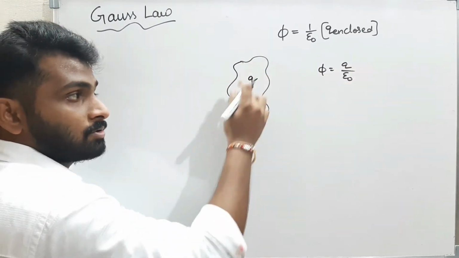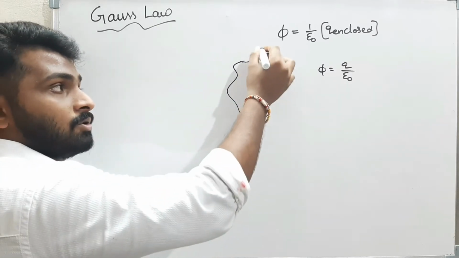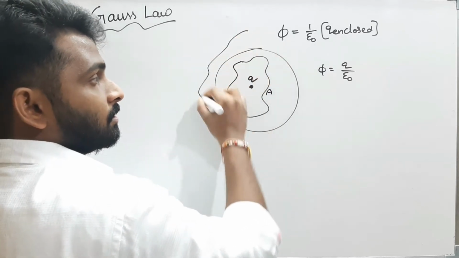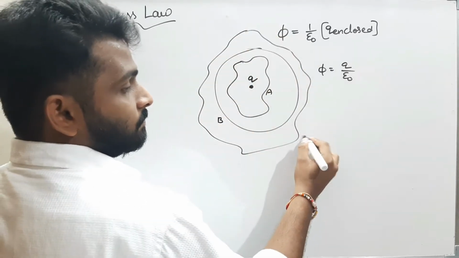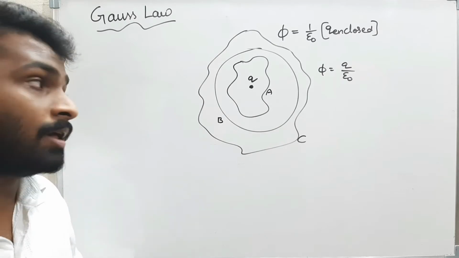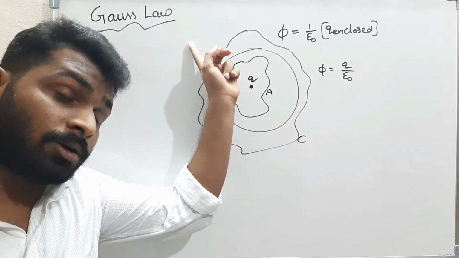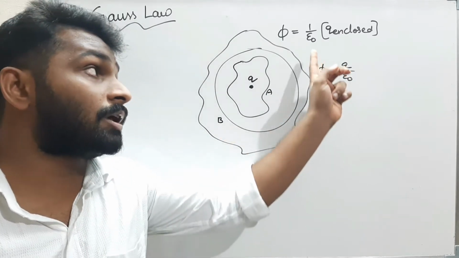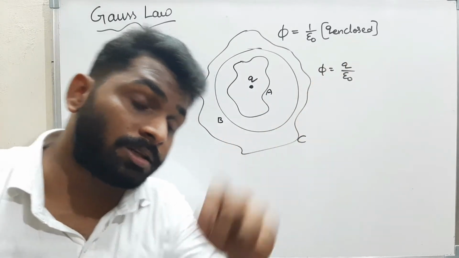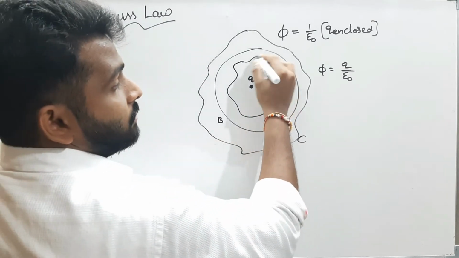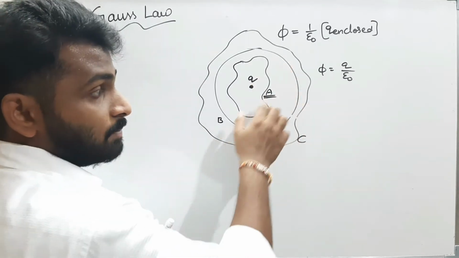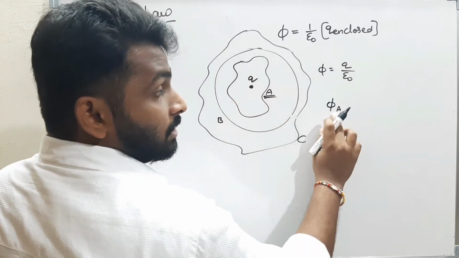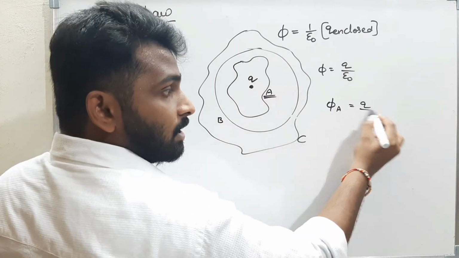Now if we assume there is a closed surface A, another closed surface B, and another closed surface C. Okay, now see. According to Gauss law, the total flux through any closed surface is equal to 1 by epsilon naught times the total charge enclosed. Now if I take this closed surface A, what is the charge present in this? The charge is Q. Therefore the flux through the surface A is equal to Q by epsilon naught.